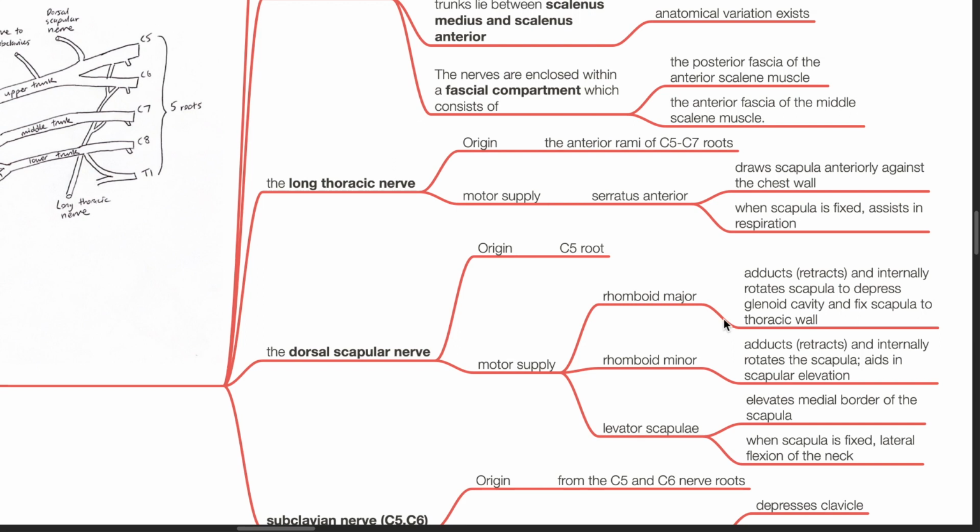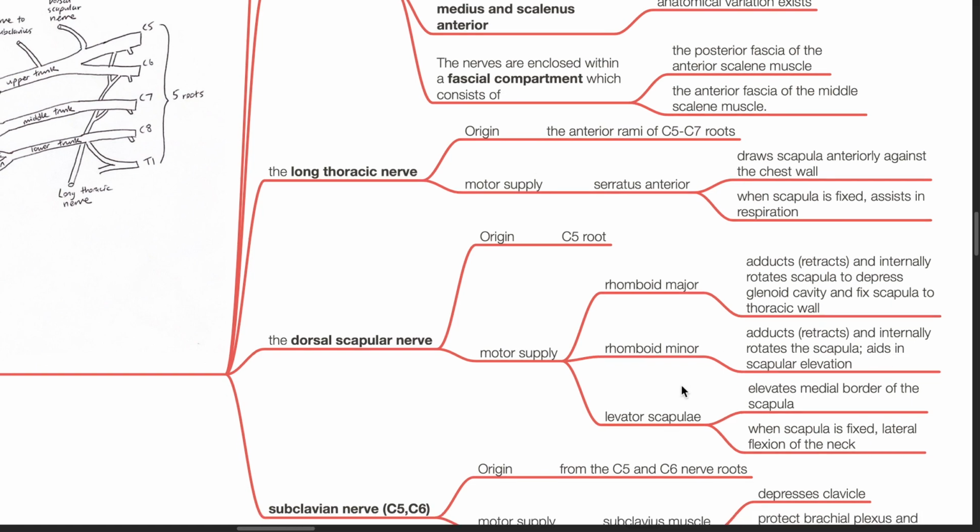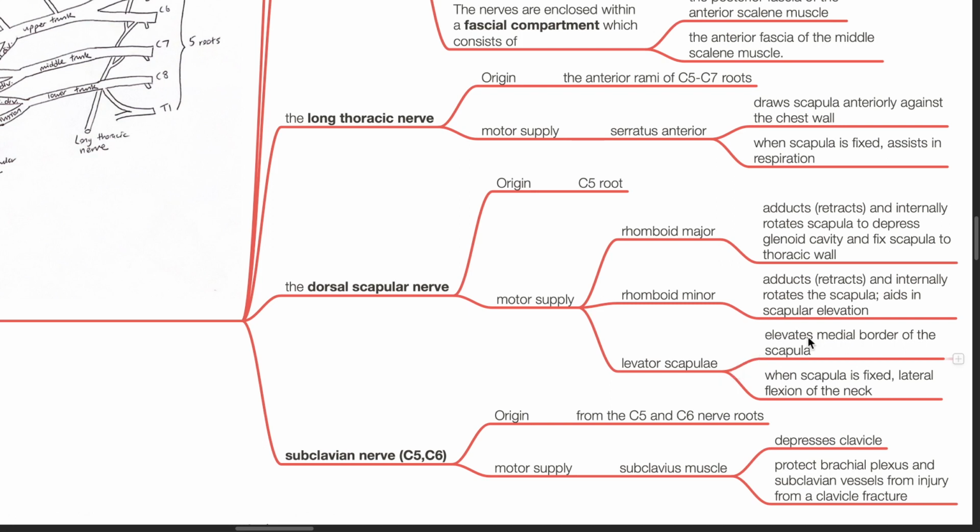Rhomboid major adducts and internally rotates the scapula to depress the glenoid cavity and fix the scapula to the thoracic wall. Rhomboid minor adducts and internally rotates the scapula and aids in scapular elevation. Levator scapulae elevates the medial border of the scapula, and when the scapula is fixed, it produces lateral flexion of the neck.